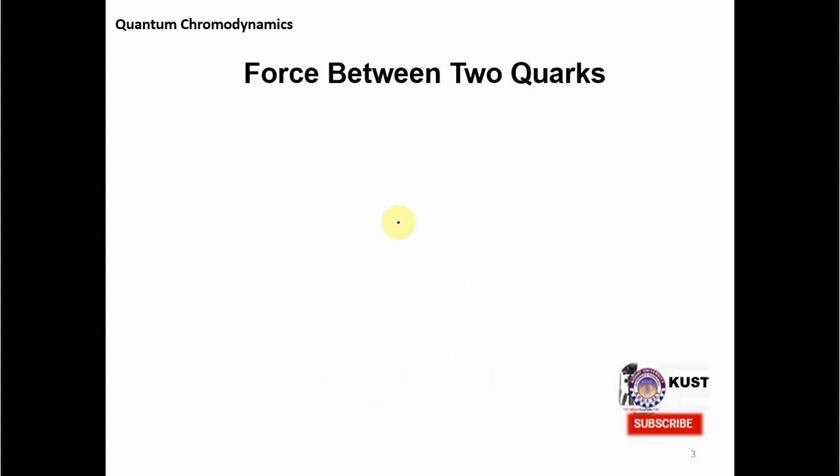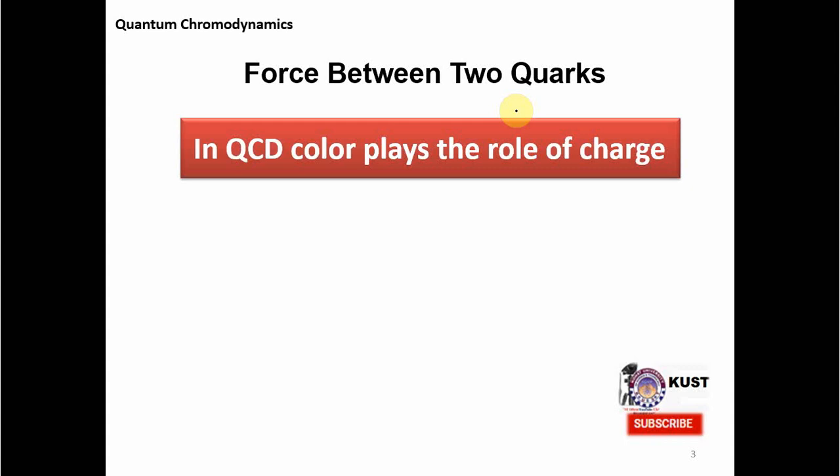So let's go for that and calculate the force between any two quarks. For this purpose, we have to know that in QCD, in quantum chromodynamics, color plays the role of charge. So we have electromagnetic charge, but we also have color charge, and it comes in three types: red, blue and green. This does not have anything to do with real colors; it is just an aesthetic sense out of which the three types of color charges are named red, blue and green.